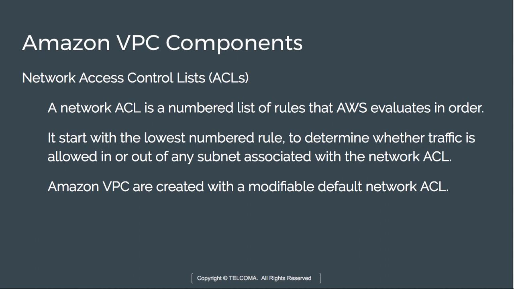It starts with the lowest numbered rule to determine whether traffic is allowed in or out of any subnet associated with the network ACL. So in and out of any subnet. That's why this is another layer of security at the subnet level. So it will deny all inbound and outbound traffic until the user creates rules that allow it.